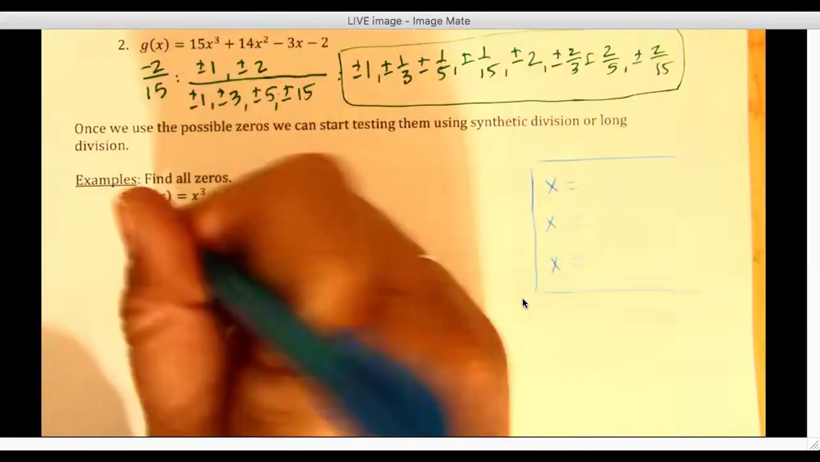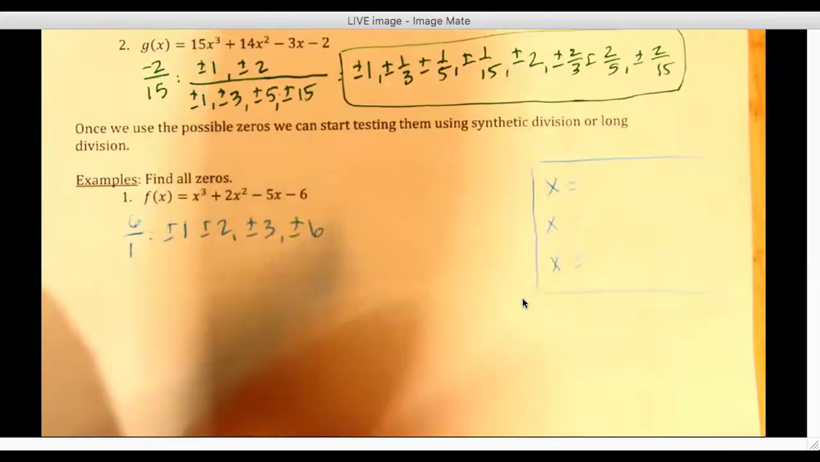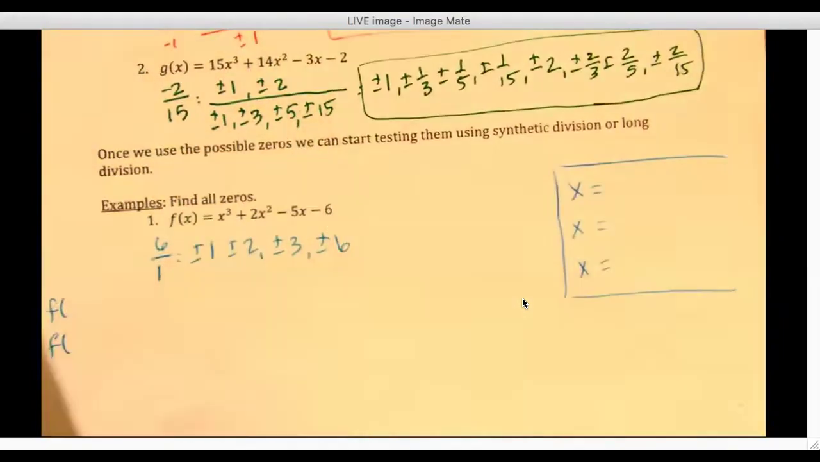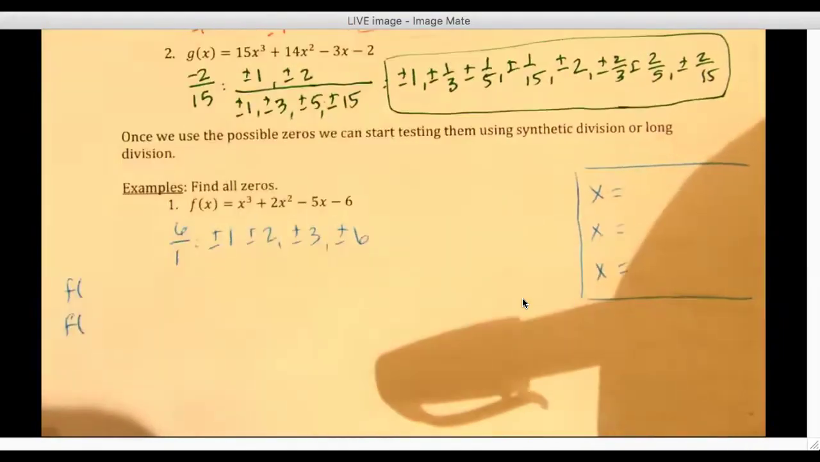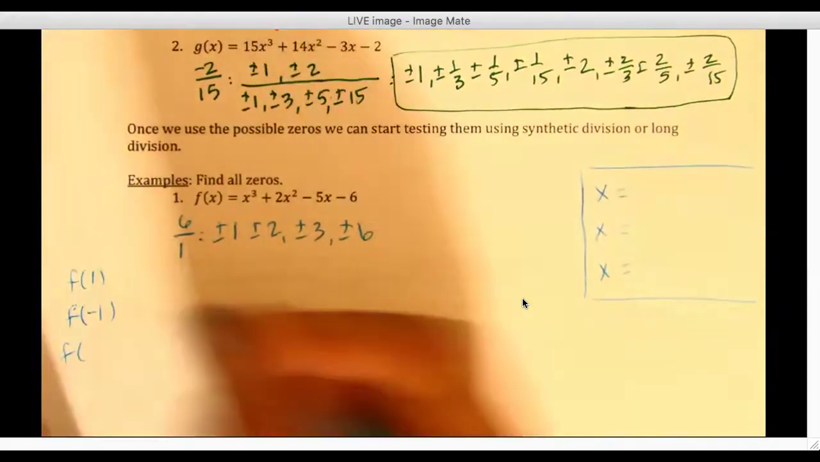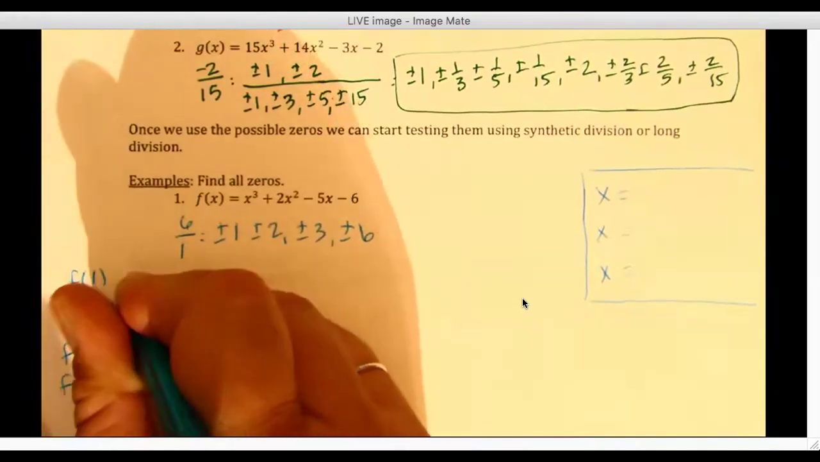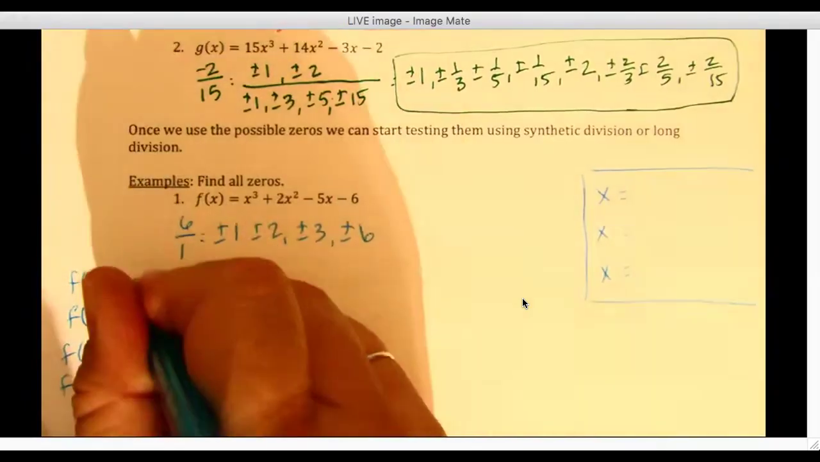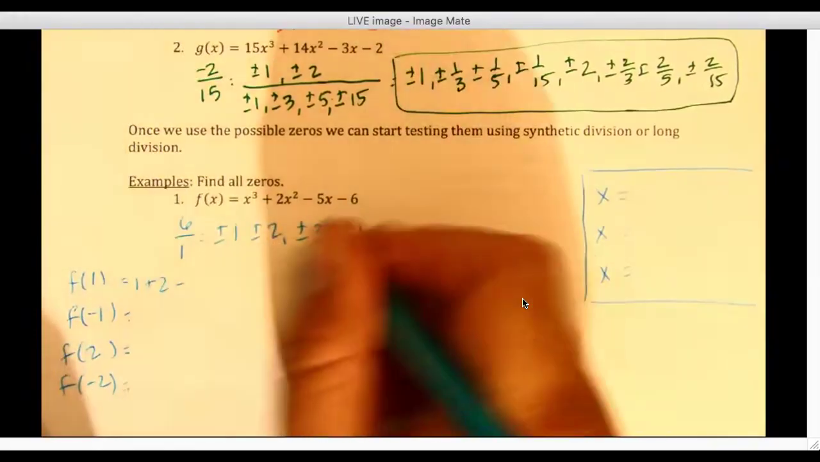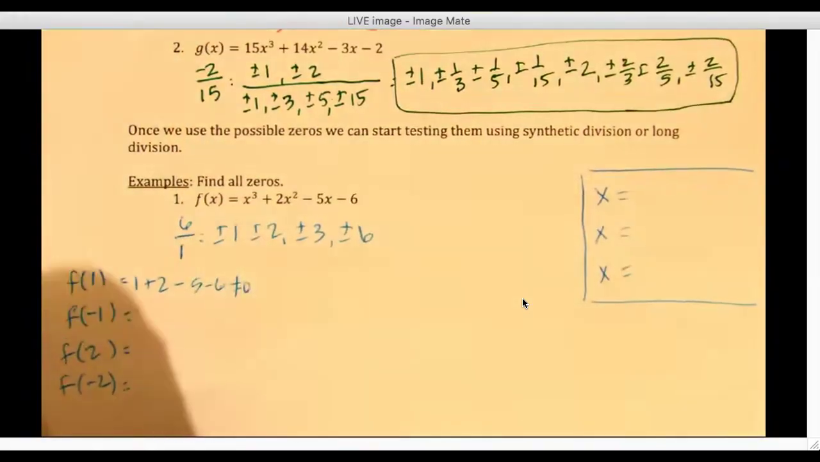So all of my possible rational roots are 1, 2, 3, and 6. And so what we're going to do at this point is now plug these into our function. So I have plugging in 1, plugging in -1, plugging in 2, plugging in -2. And when I plug in 1, 1 cubed is 1. 1 squared is 1 times 2 is 2. Minus 5 times 1, which is 5, minus 6. Well, that's not equal to 0, so I'm not interested in that one.